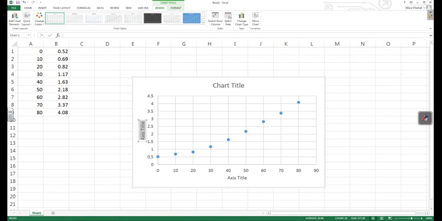Okay? So population in millions. And what would be a title for this graph? BC population in millions. BC population since 1921. All right. So I have a title, I have axis titles.